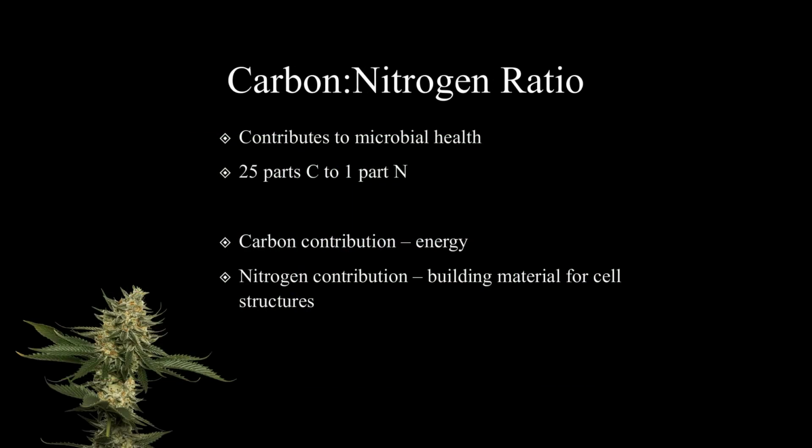The reason that the carbon to nitrogen ratio is so crucial is due to the fact that these elements contribute to the microbial health of the organisms that will be decomposing the organic matter. Specifically, they need 25 parts of carbon for every 1 part of nitrogen. These organisms use carbon as a source of energy and nitrogen for building new cell structure. In the process, much more carbon is burned, so they need much more carbon than they need nitrogen.